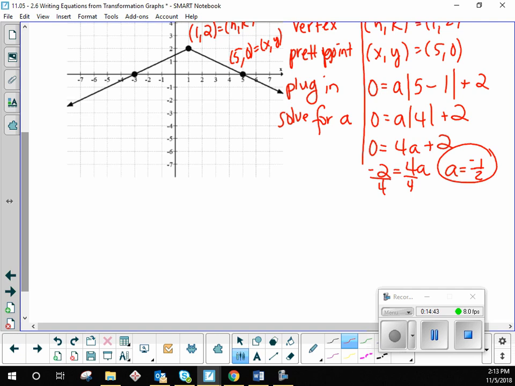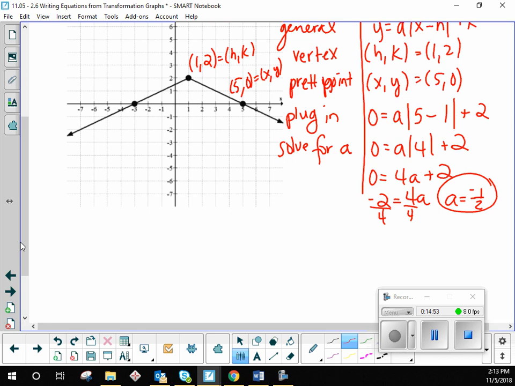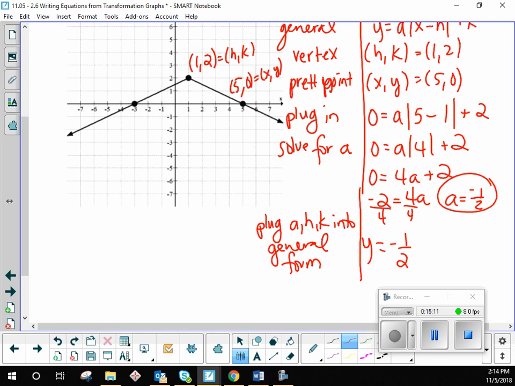But that's not the final answer, right? The very last step is you're taking your a, your h, and your k values, and you're plugging them back into the general form from earlier in the problem. So plug a, h, and k into the general form. That gives me y equals a, which is negative 1/2, times the absolute value of x minus h, which was 1, plus k, which was 2.